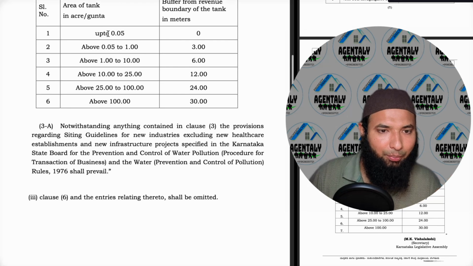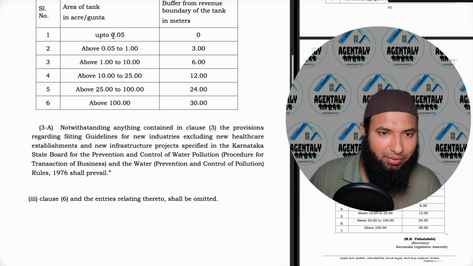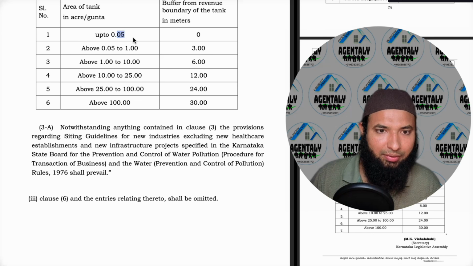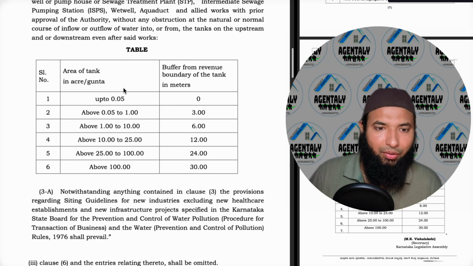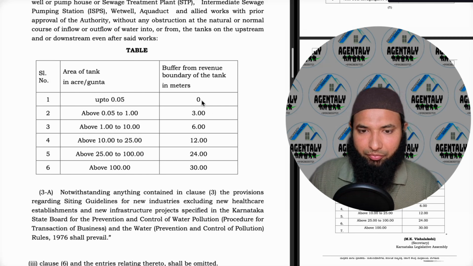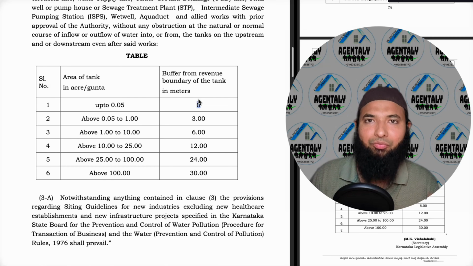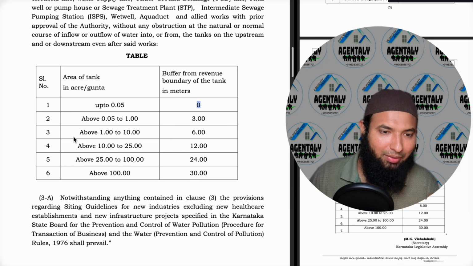Okay, up to 5 guntas. So this dot which you see left side is going to be acres. 0 acres, 5 guntas. So for 5 guntas, how much is the buffer zone? 0. 5 guntas, 0 buffer zone. Okay.